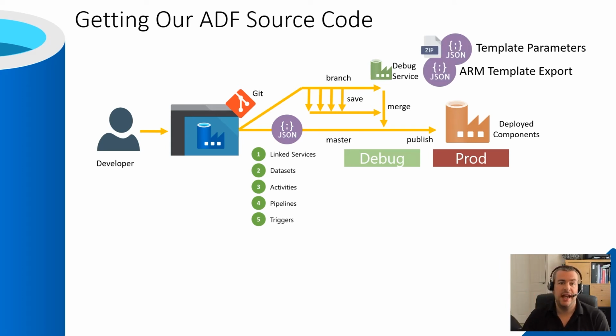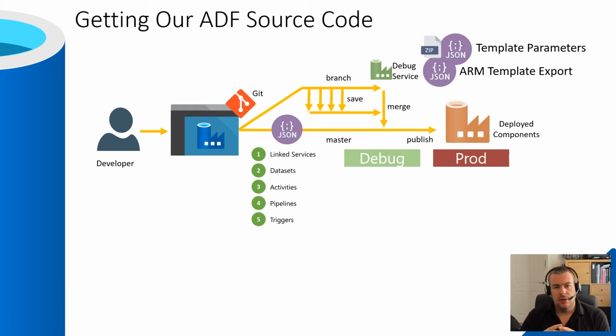We could also, if we wanted to, from that developer UI, there'll be a button on the toolbar at the top that says export, and we can export an ARM template from the UI, a manual process that will give us a zip file containing our data factory ARM template with a JSON parameters file for that ARM template, and we could also use that. So we have a second option for our data factory JSON.